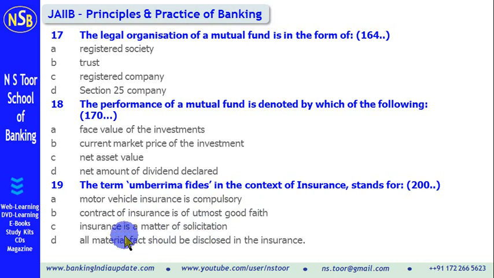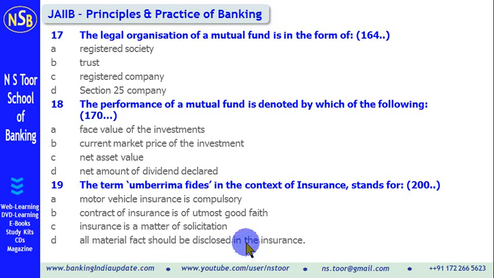Insurance is a matter of solicitation. This means whenever someone wants to take insurance, he has to take his own decision. The insurance company at the most can explain the features to the person who wants to take insurance, but the decision regarding whether to take the insurance policy or not will be taken by the person who wants to take insurance.